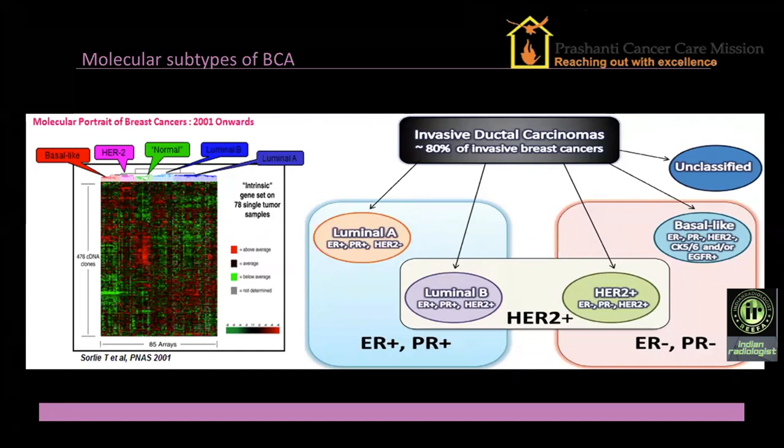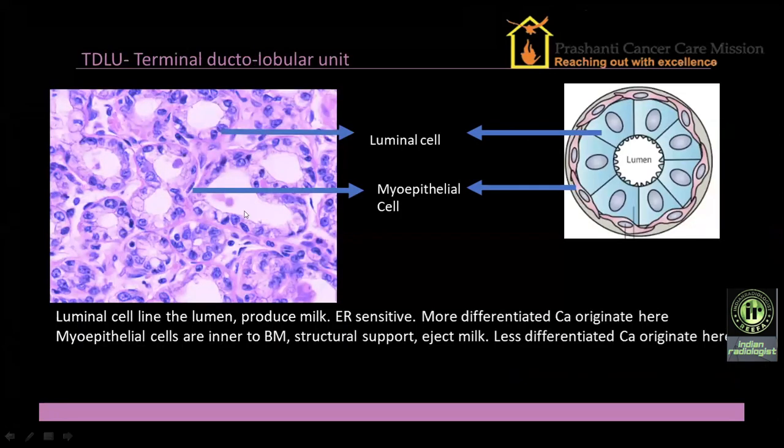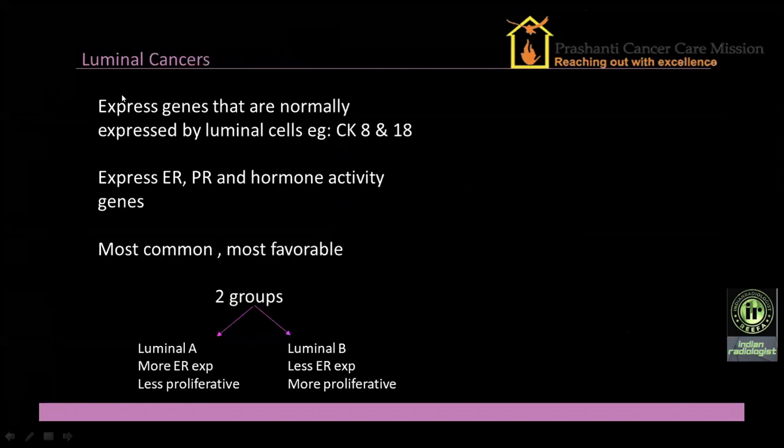Now, to understand this, we need to go back to the basic functioning unit of the breast parenchyma, which is the terminal ductal lobular unit, the acinus, which is the milk producing unit of the breast. And this is lined by a two-cell layer. The inner layer is the luminal cell, which lines the lumen, and the outer basal myoepithelial layer. Now, this luminal cell is responsible for milk production. It is ER sensitive, and it has estrogen receptors on its surface. Cancers that originate from these luminal cells are what we call the luminal cancers.